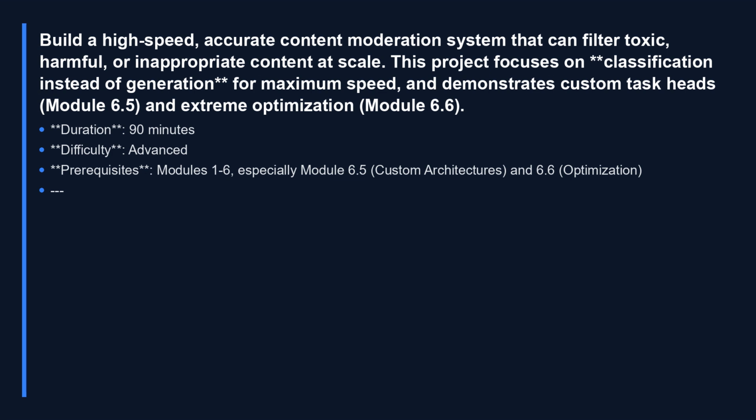You'll apply the custom task heads from Module 6.5 and the extreme optimization techniques from Module 6.6, bringing both of those concepts together into a single deployable system. Budget about 90 minutes for this one. It's advanced, so having Modules 1 through 6 under your belt, especially 6.5 and 6.6, will make everything click.